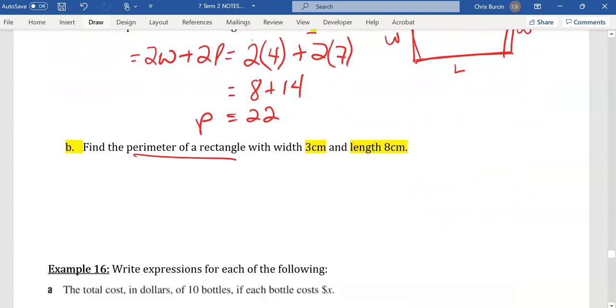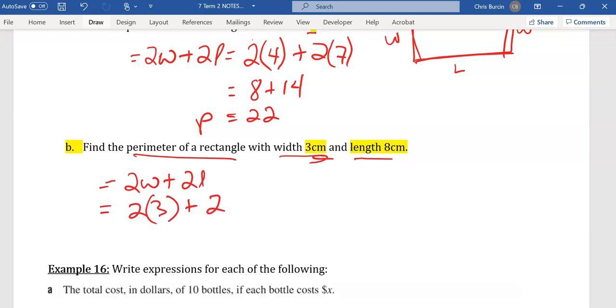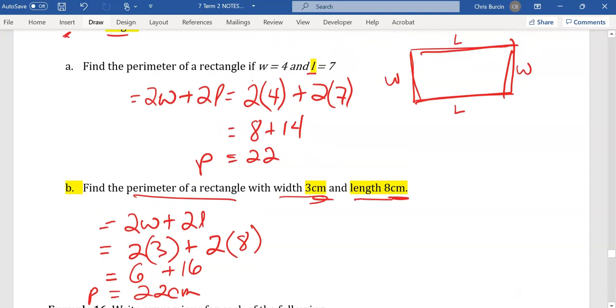So to find the perimeter of a rectangle with a width of 3 and length of 8, it's the same thing. We start by writing what we know. 2 times the width plus 2 times the length is going to give us our answer. So 2 times, substituting 3 for our width, plus 2 times a length of 8. And now we know we're talking in centimeters, by the way. That's the same as 6 plus 2 times 8, which is 16. So the perimeter answer equals 16 plus 6, which is 22 centimeters.